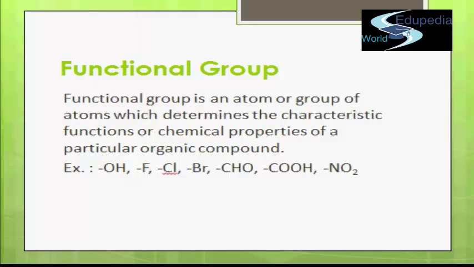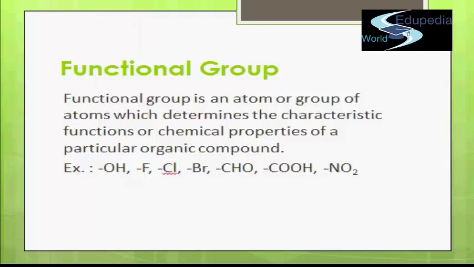A functional group is an atom or group of atoms which determines the characteristic functions or chemical properties of a particular organic compound. A functional group contains one or more atoms of elements other than carbon, such as oxygen, nitrogen, sulfur, and halogens. These atoms are known as heteroatoms, and they can replace one or more hydrogen atoms in a hydrocarbon chain. These heteroatoms are responsible for the specific properties of organic compounds, regardless of the nature and length of the carbon chain.